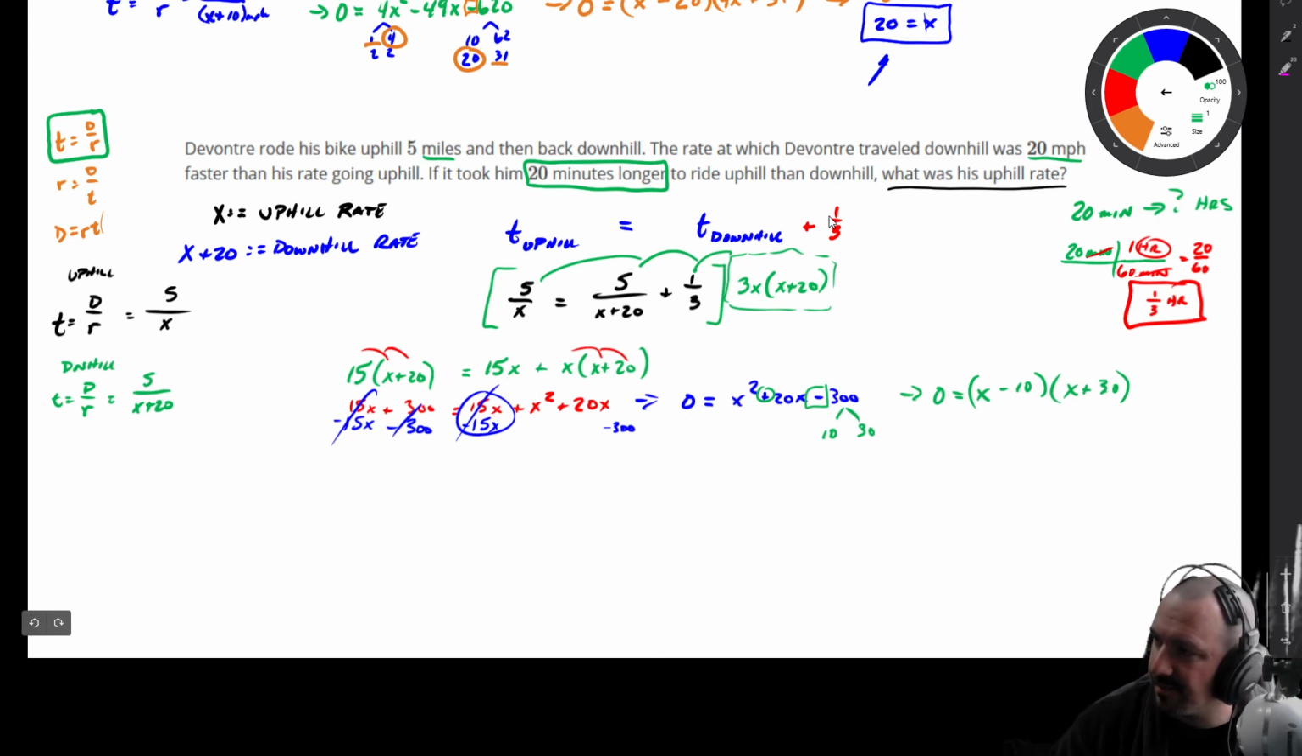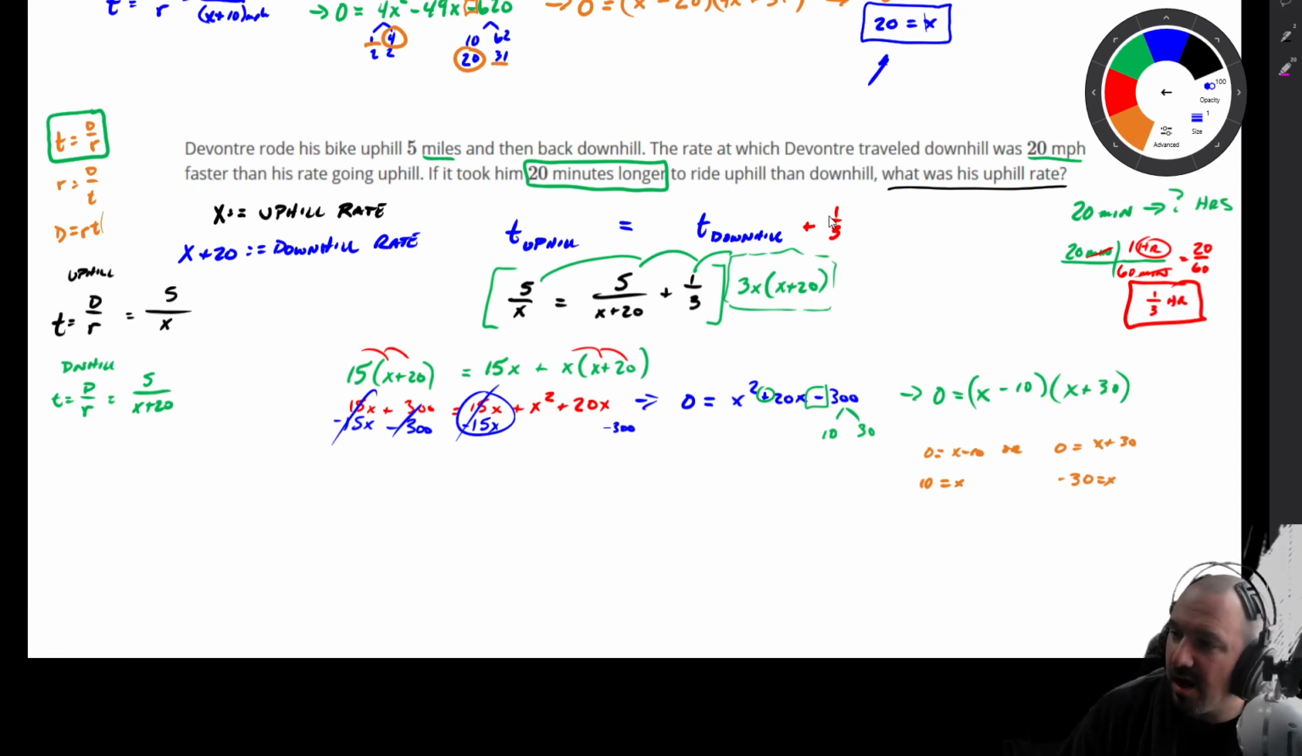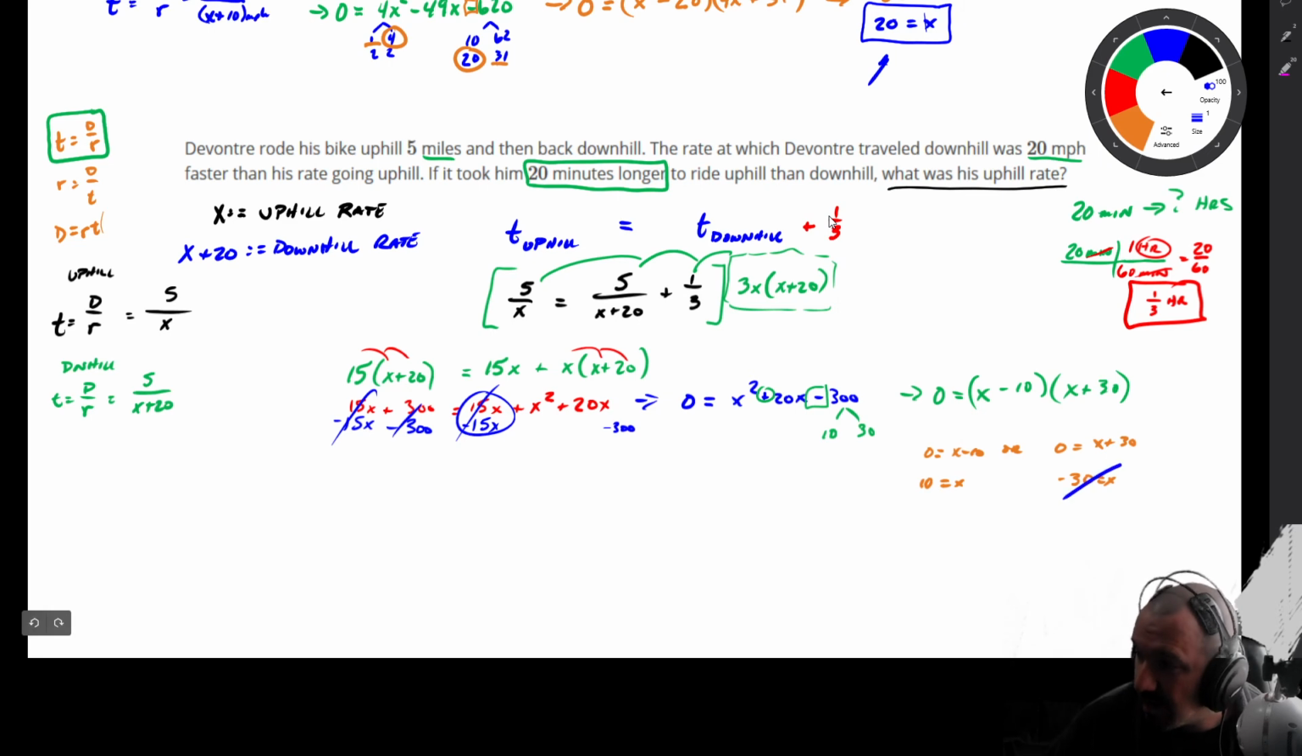And that's my factoring. That means that 0 is equal to x minus 10, or 0 is equal to x plus 30. If I solve both of these, I get 10 is equal to x, or negative 30 is equal to x. However, we have a problem. By the same token that I argued that I could go ahead and cancel out x's from the very beginning of the equation, I make this argument again. I can't have a negative rate. That means I'm going backwards. And so I'm immediately throwing out that solution as a possibility.